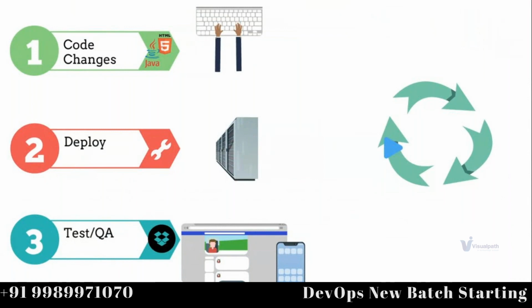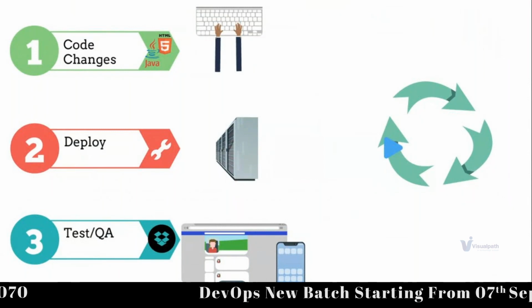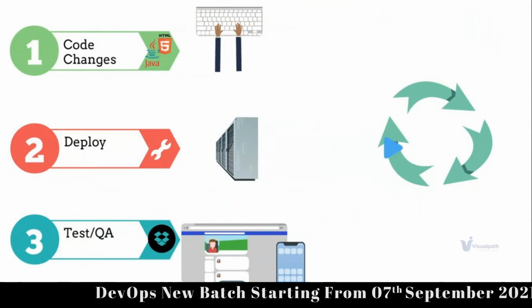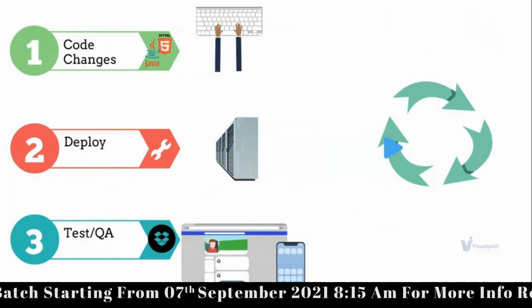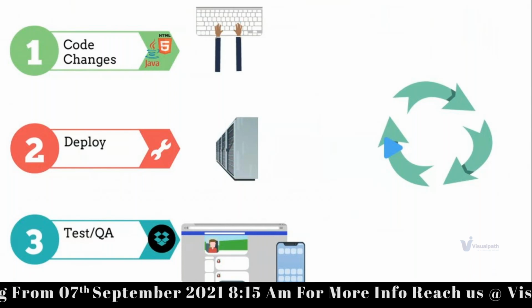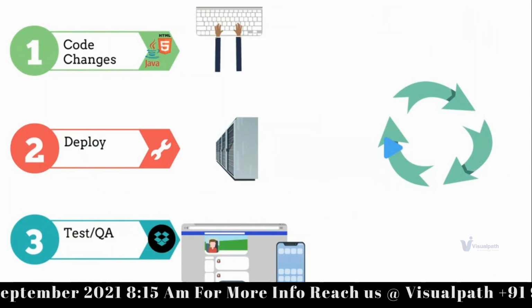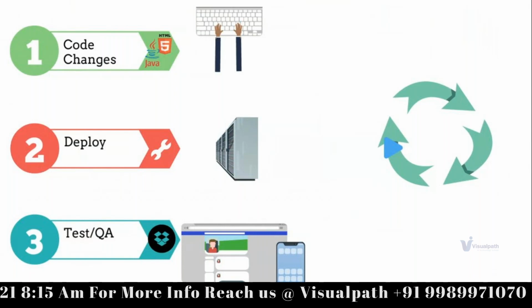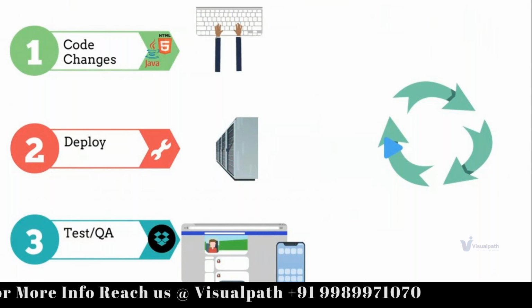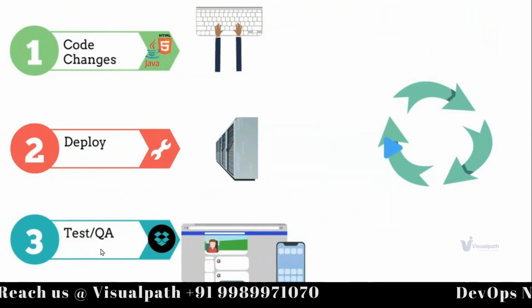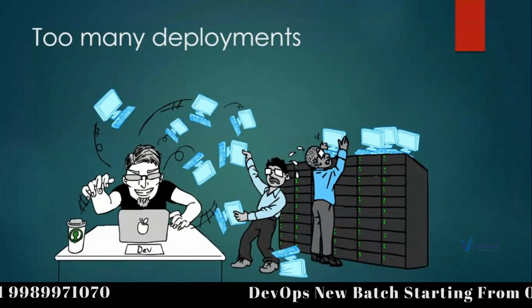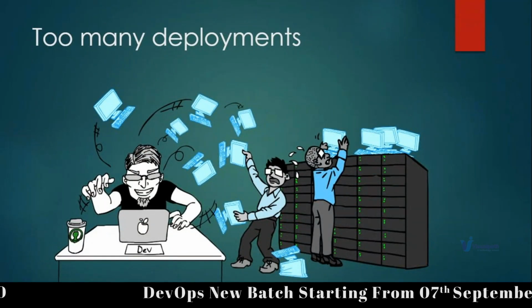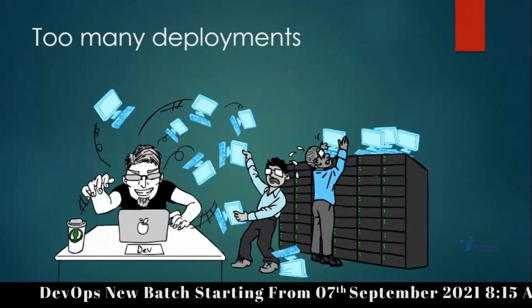Because of Agile and the new style of developing software, there will be regular code changes. The developer is going to keep coding and creating new features, and there will be regular deployments and they'll be regularly tested. It's going to be a continuous cycle on and on. I'm talking about pre-prod here, not even prod. But because of too many deployment requests and testing, the ops team is not able to handle it.